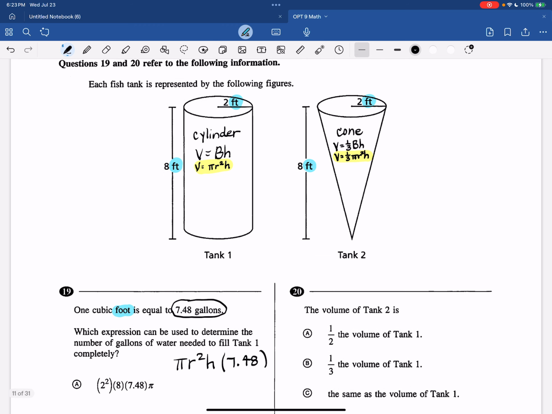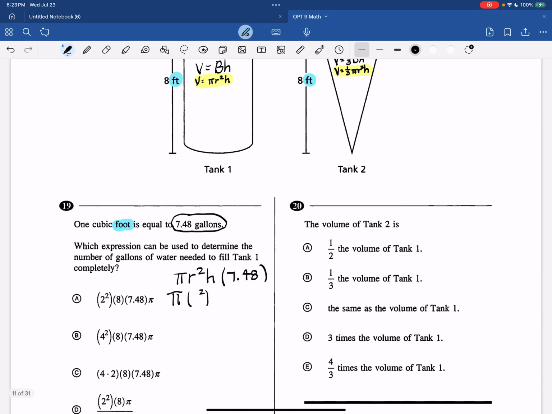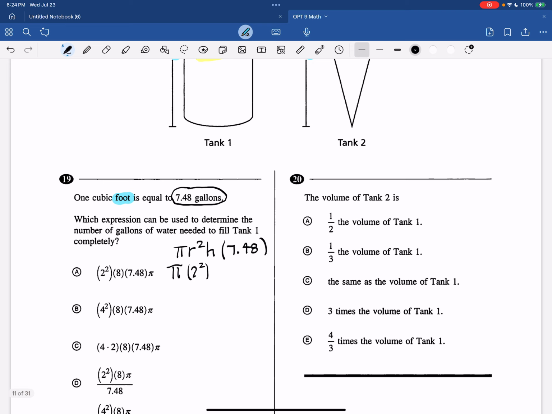So pi never changes. Pi is constant. But the radius of this thing is 2 feet. And that would get squared. The height is 8 feet. And then don't forget the 7.48. That's actually your gallons per cubic foot factor, and that would get multiplied in.